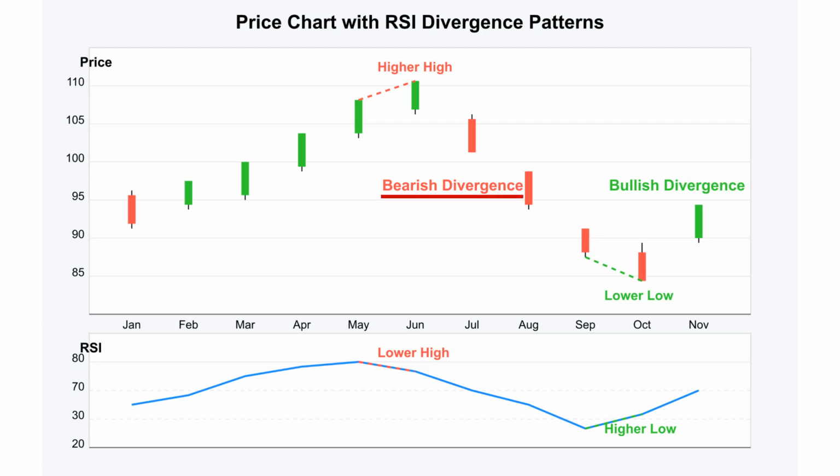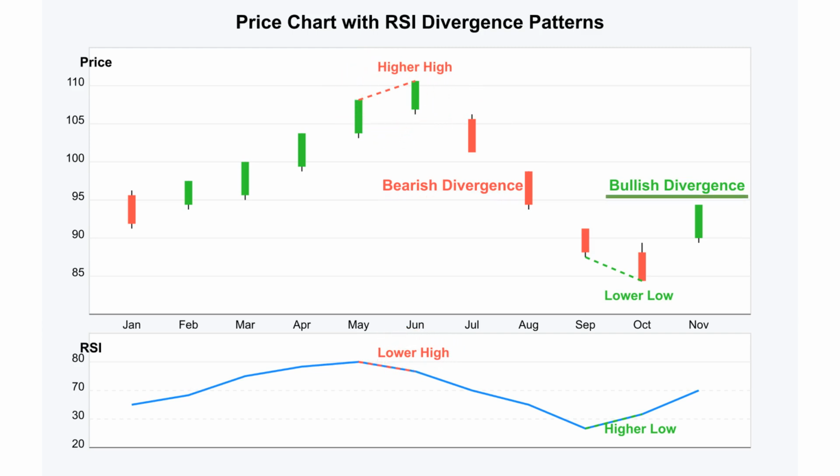First, bearish divergence. Price makes a higher high, while RSI makes a lower high, signaling potential decline. In our chart, from May to June, price climbed from 105 to 110, but RSI fell from 80 to 78. This momentum weakness preceded the sharp July-August reversal, a clear warning signal.